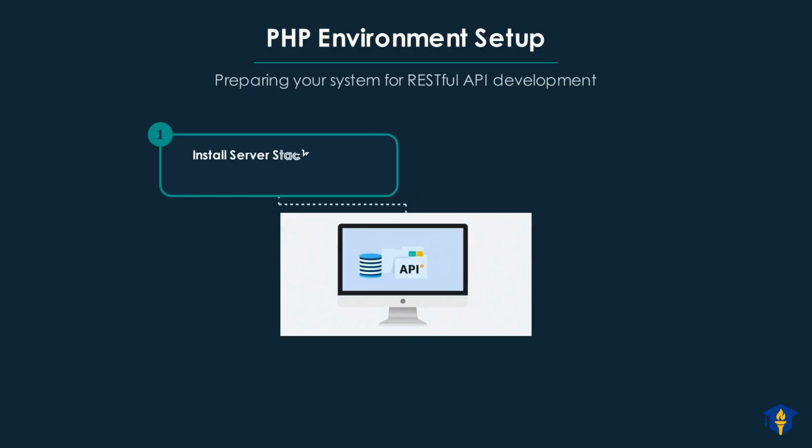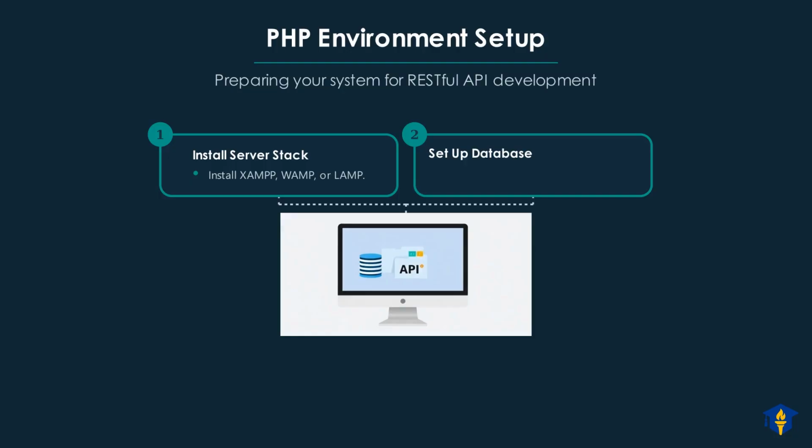First, you'll need to install a server stack, which includes a web server and PHP runtime. You can choose to install XAMPP, WAMP, or LAMP depending on your operating system. Next, it's essential to set up your database, which will store all your API's data. This involves creating and configuring a MySQL database to manage your application's persistent storage.